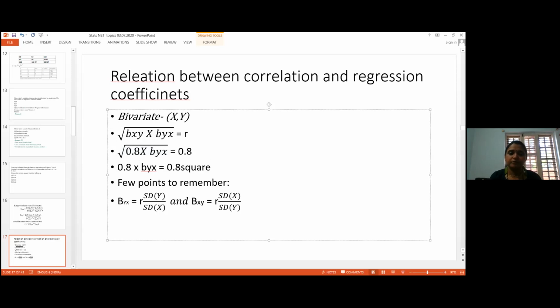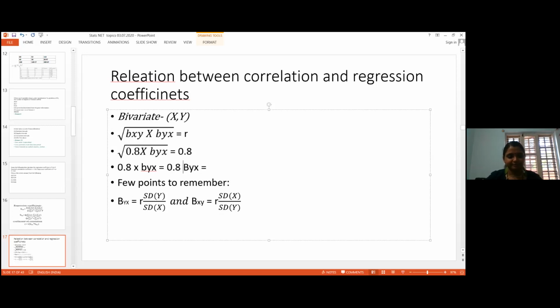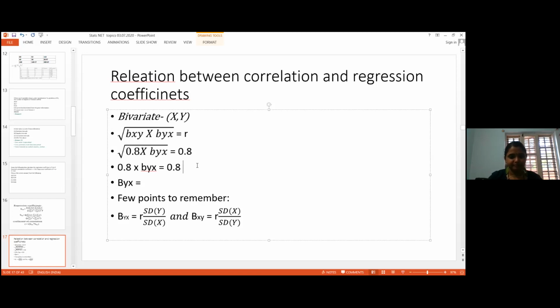So what is the value? Straight away we can write what is Byx. 0.8 into 0.8 divided by 0.8. Hope all have got the answer. Yes, the answer is 0.8.